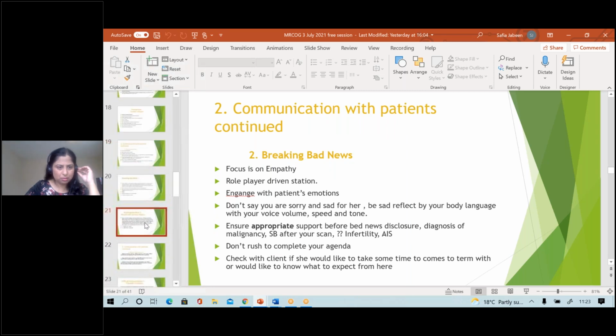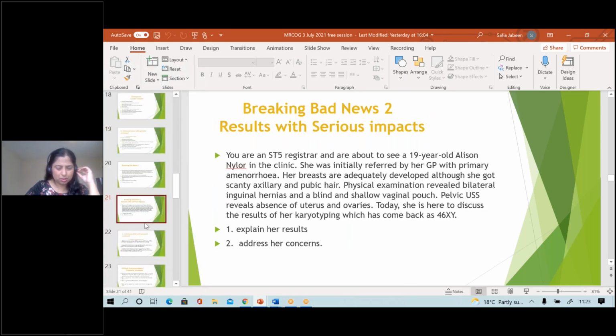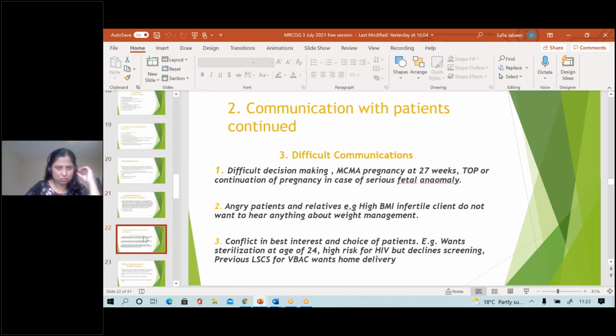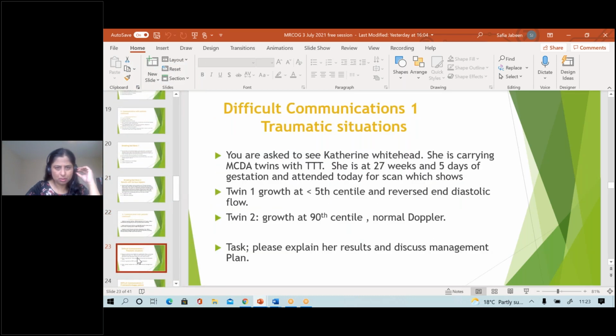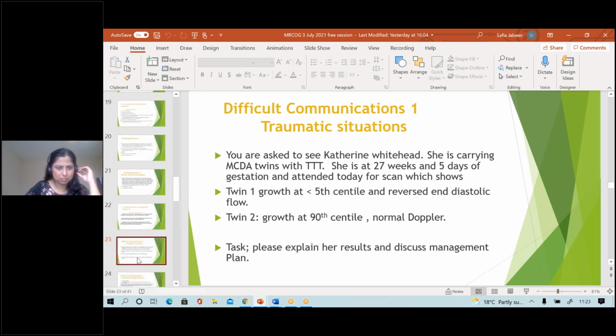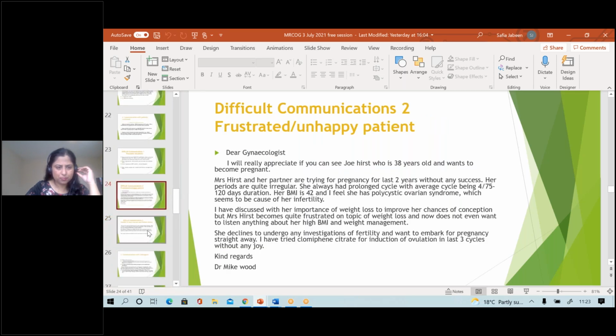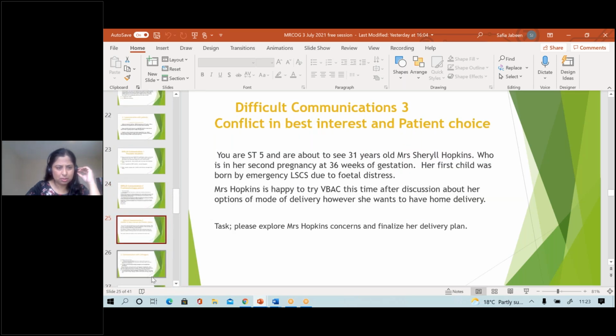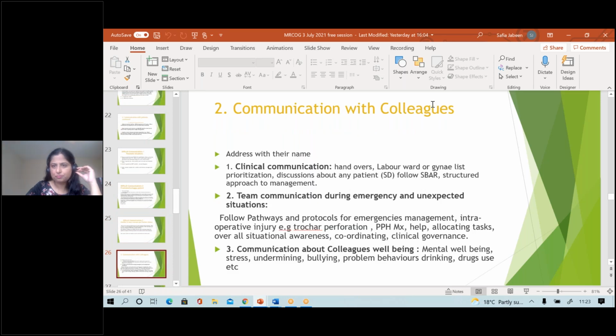Okay, so we did cover all our communication with the patient, how we're going to do it, and then we're supposed to do communication with colleagues, and how that communication with the colleague will be assessed in the examination, what type of scenarios and what should be the approach.